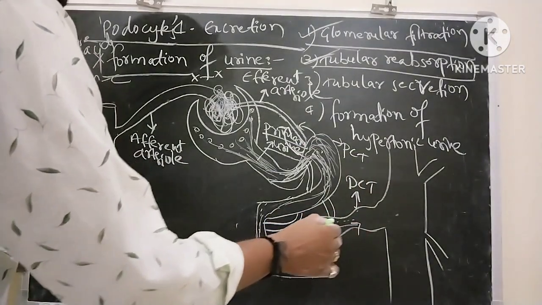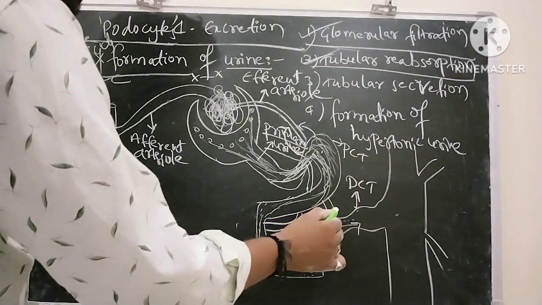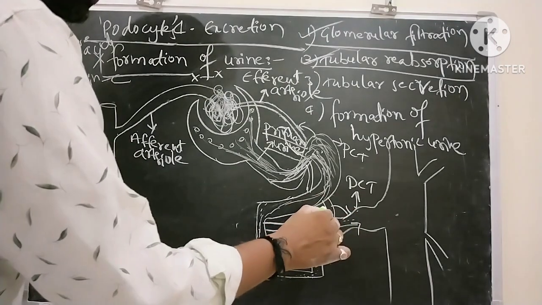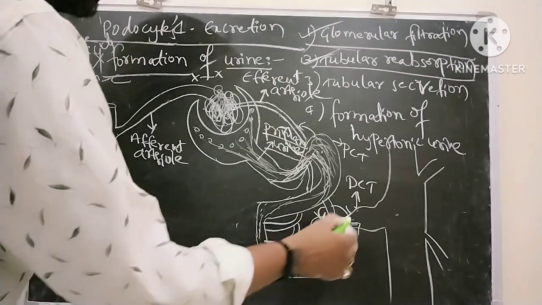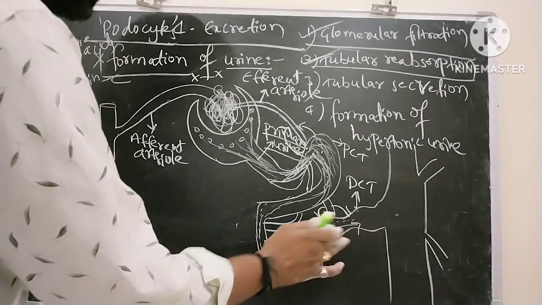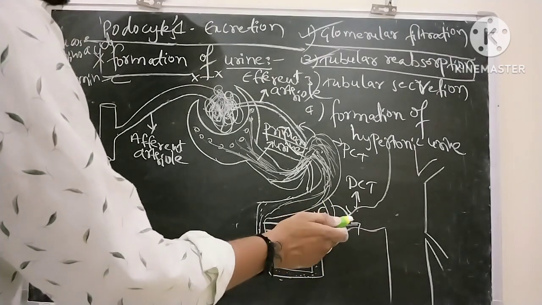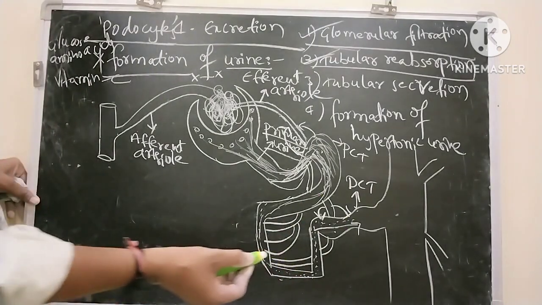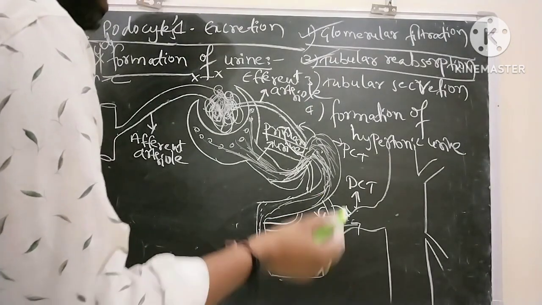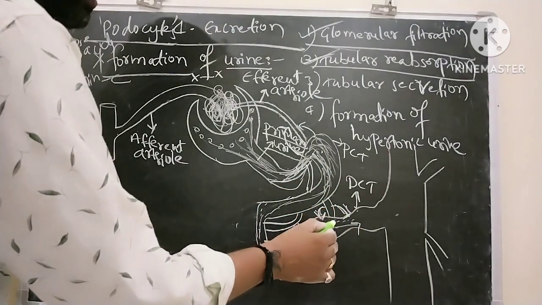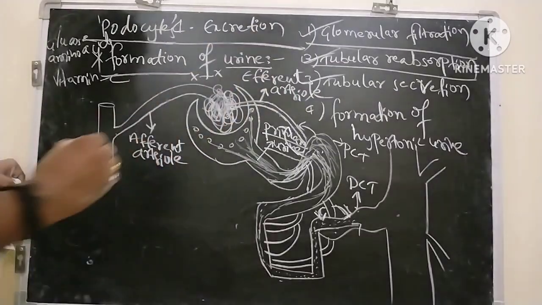In distal convoluted tubule, whatever the waste substances present in peritubular network, they are secreted into distal convoluted tubule. Means what type of substances? Urea, uric acid, creatine, creatinine, like that. Whatever the extra drugs, extra vitamins, alkaline salts, all these are secreted into distal convoluted tubule. This is called tubular secretion.